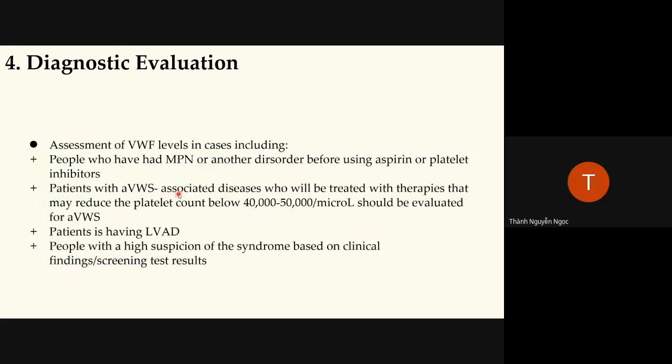The patient is having LVRD, and people with a high suspicion of the syndrome are based on clinical findings, screening test results, and definitive preference. Specifically defined aVWS have not been established, but more centers have moved to using 30 international units per dL and above as the cutoff for a definitive diagnosis of VWD, and designate individuals with 30 to 50 international units per dL as having low VWF.